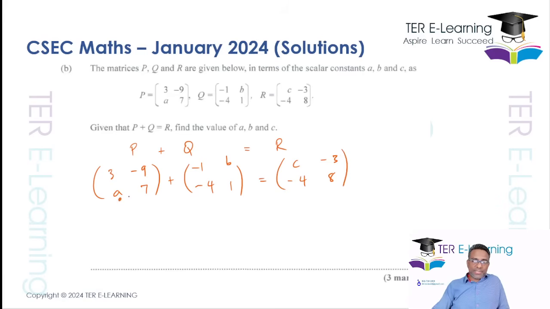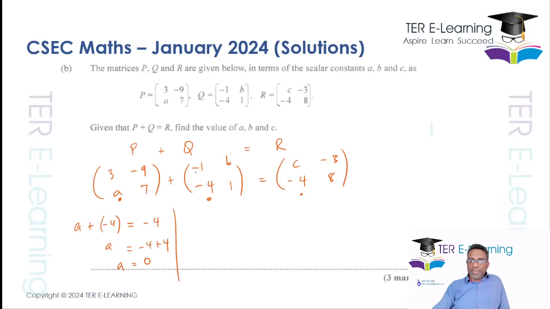So if we look at this position here, you're adding, right? So we can say that A plus minus 4 has to be equal to minus 4, right? According to what we have there. Is it P plus Q equal R? Yeah. So therefore A is equal to minus 4 plus 4. So therefore A has to be equal to 0, right? So that's one of them we worked out already.